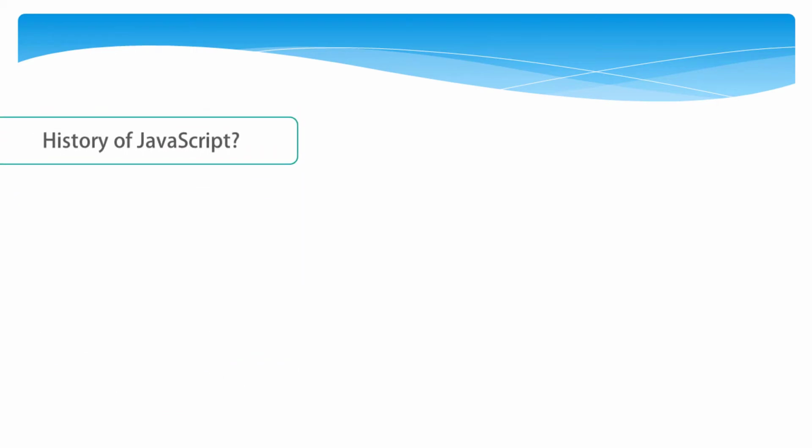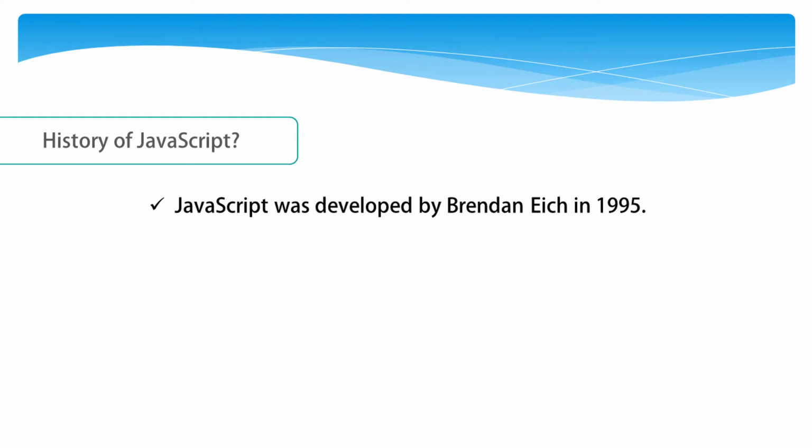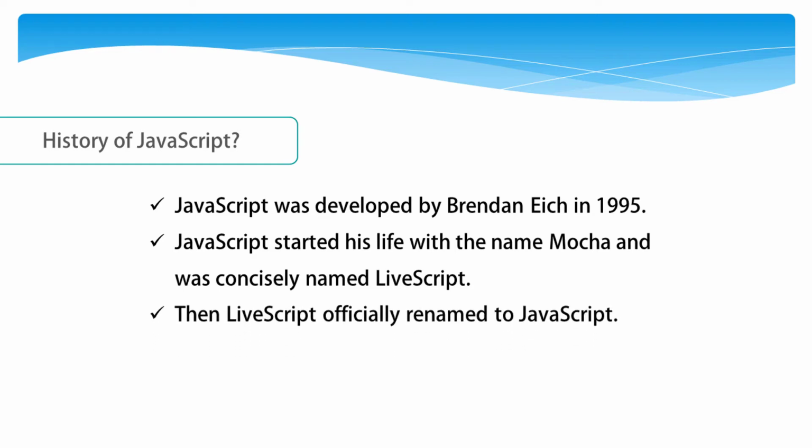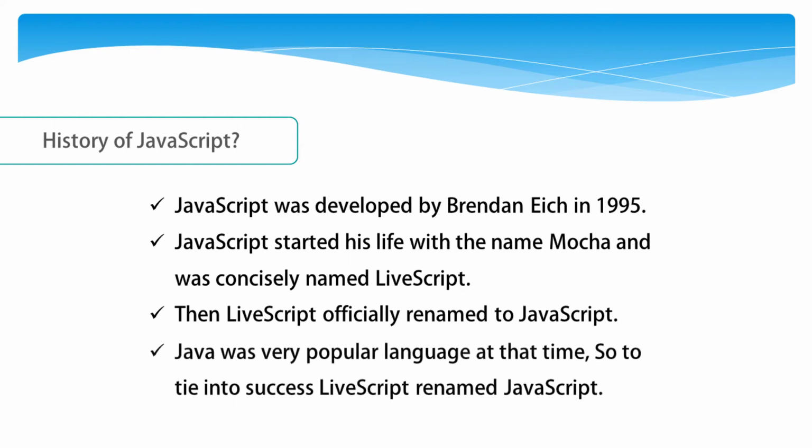JavaScript was developed by Brendan Eich in 1995. He was a developer at Netscape Communications Corporation. JavaScript started its life with the name Mocha and was later named LiveScript. In 1995, LiveScript was officially renamed to JavaScript with the Netscape Navigator release. Java was a very popular language at that time, so to ride on its success, LiveScript was renamed to JavaScript.